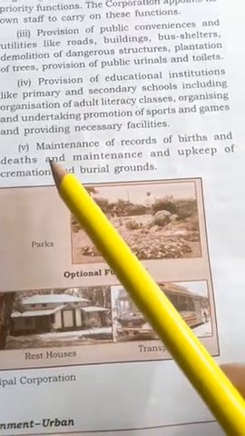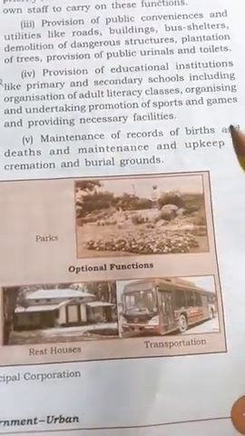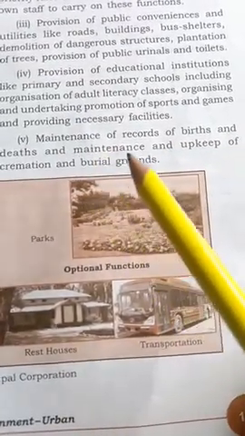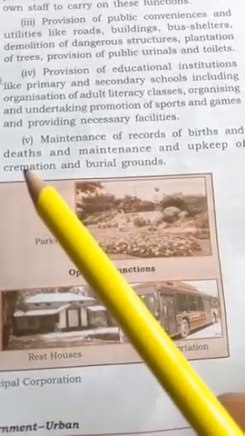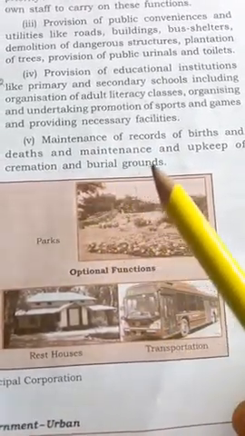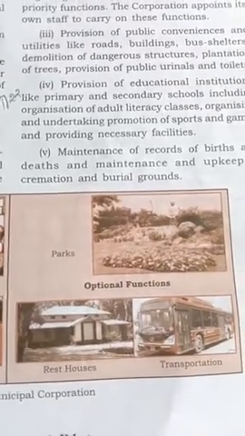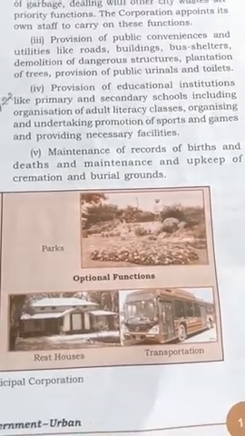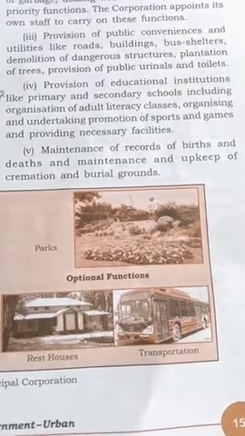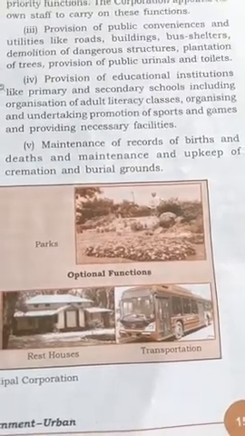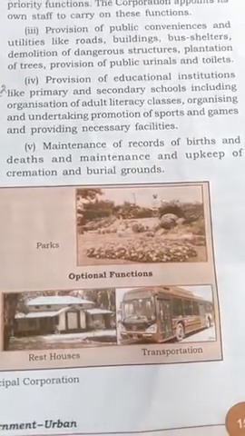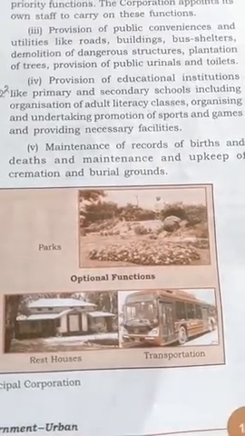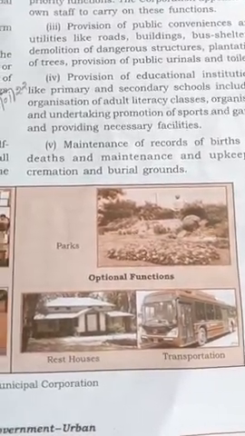Next, the maintenance of records of birth and death, and maintenance and upkeep of cremation and burial grounds, is also a major function under the compulsory functions of the municipal corporation. It means the places where the dead bodies can be buried or cremated are also taken care of by the municipal corporation.